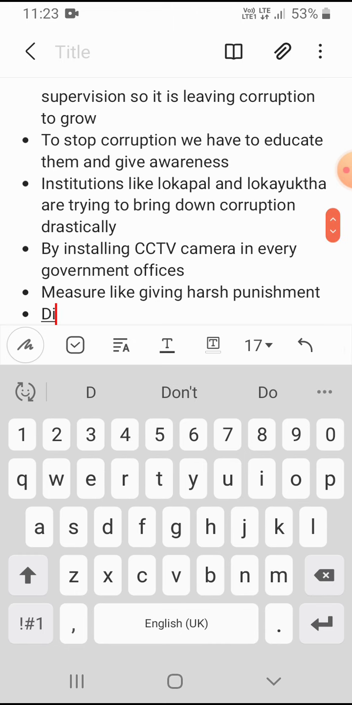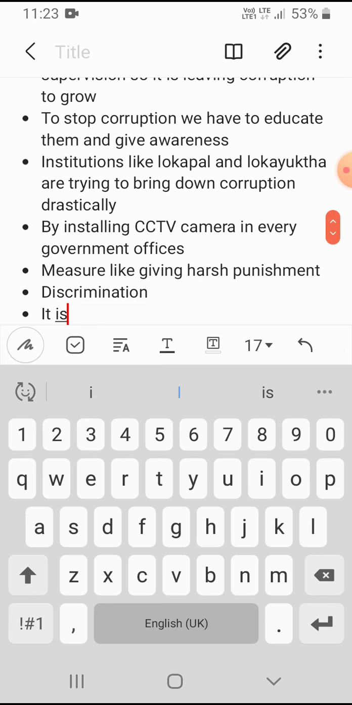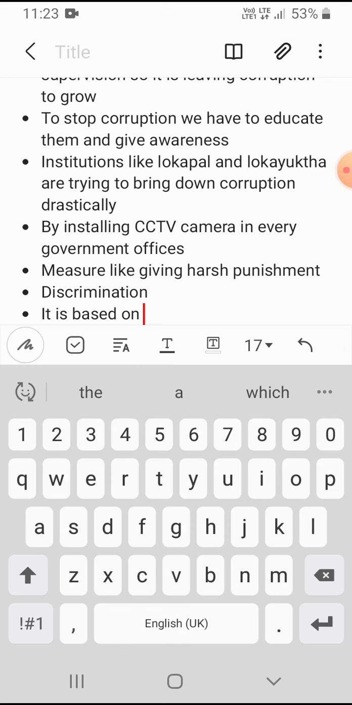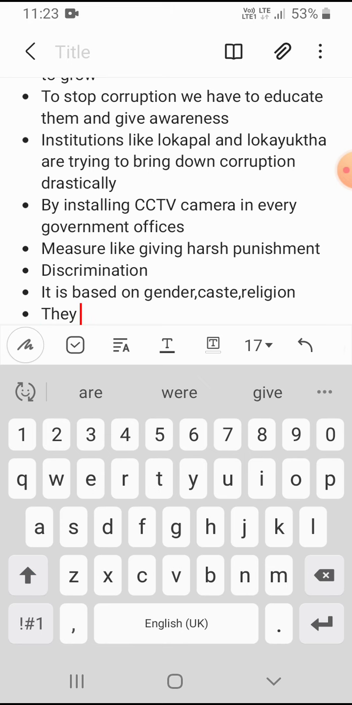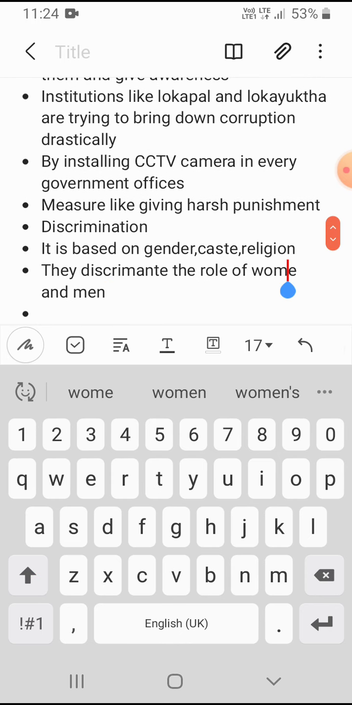After corruption, as you learned till now about unemployment and corruption, next is discrimination. As you know, discrimination is based on gender, and in some places on caste and religion. They discriminate the role of women and men.